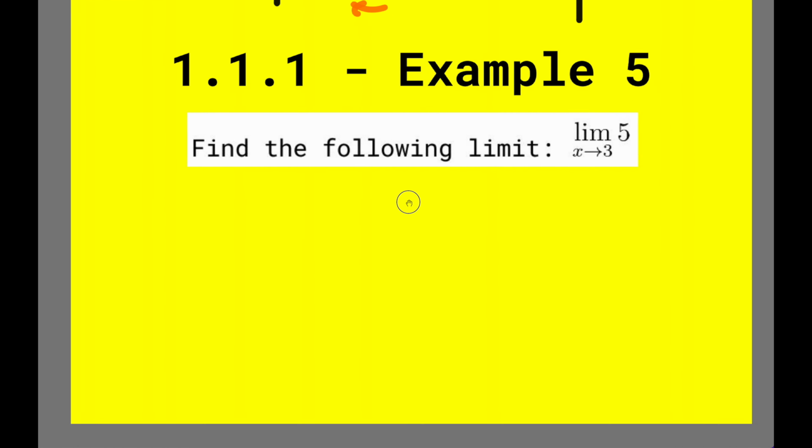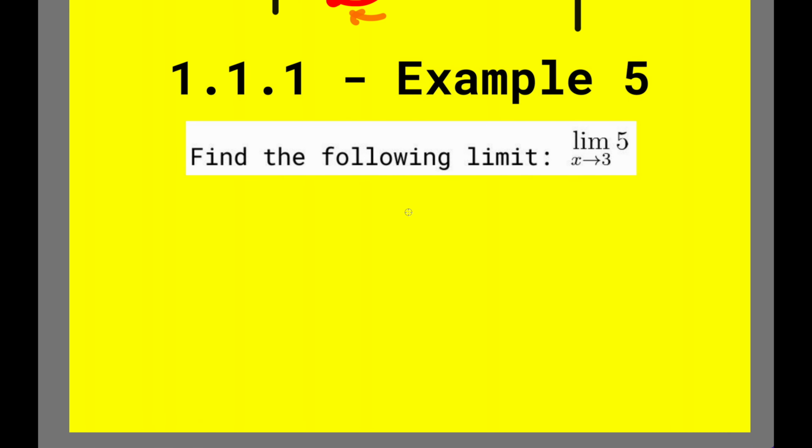Okay, example number 5. It says find the following limit, the limit of 5 as x approaches 3. This one's deceptively easy. You might think, well, what am I supposed to do on this? Well, the easiest way is probably just to graph it.